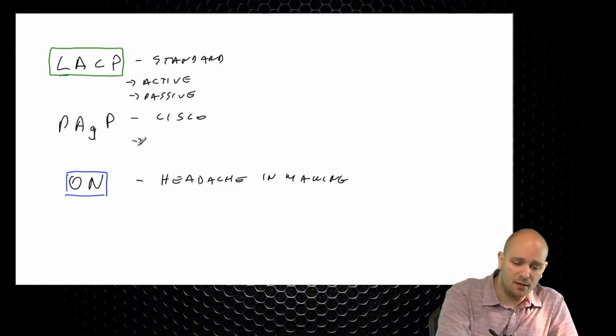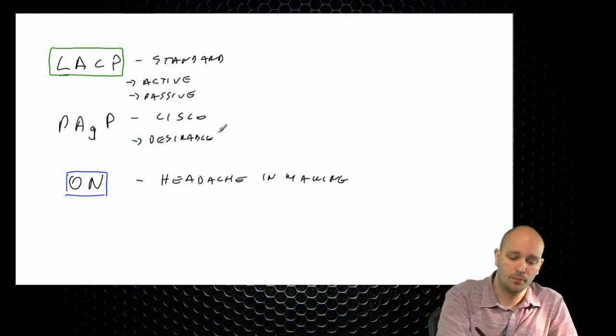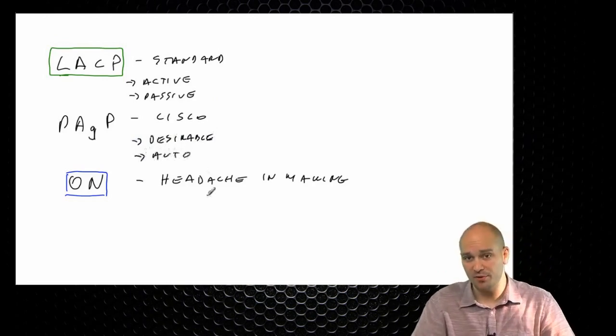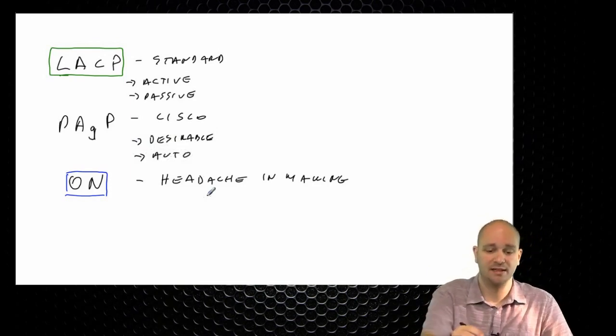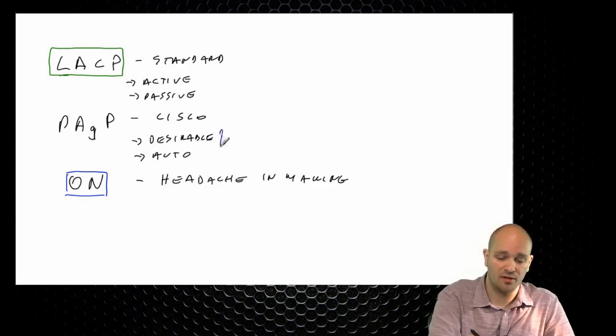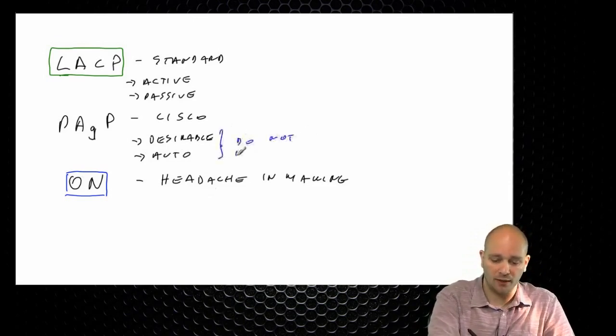With PAgP, of course, Cisco had to be different than anyone else. We have desirable and we have auto. Just like with DTP, so the naming is the same as with DTP, but please do not mix this with DTP because they are very different. So I'm just going to give you that warning. Do not mix with DTP naming.